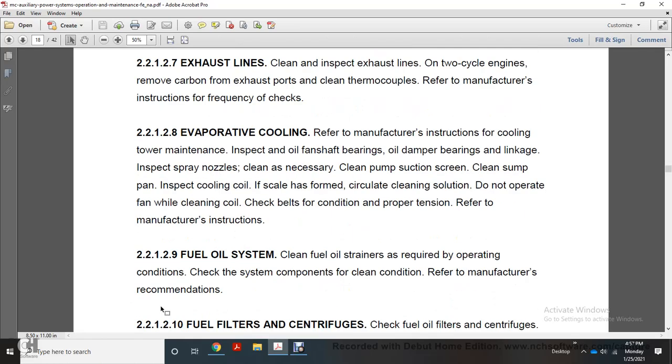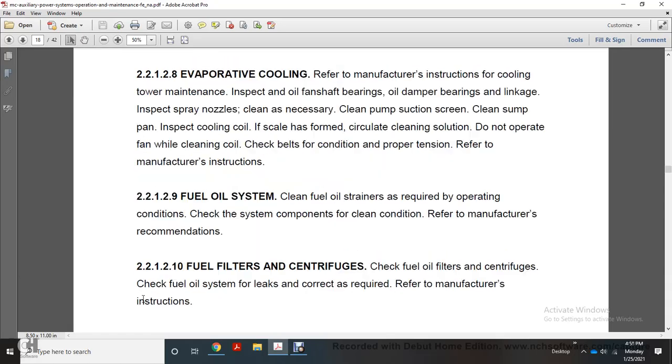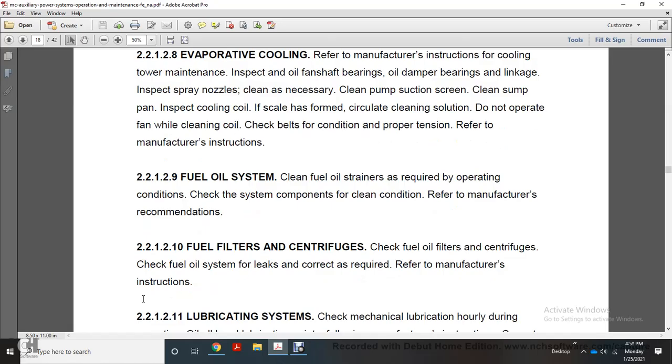Fuel oil system. Clean the fuel oil strainers as required for the operating condition. Check the system and connection components for clean condition. Refer to manufacturer recommendation. Fuel filters, centrifuges: check the fuel oil filters and centrifuge, and check the fuel oil system for leaks, corrected as required. Refer to manufacturer instruction.